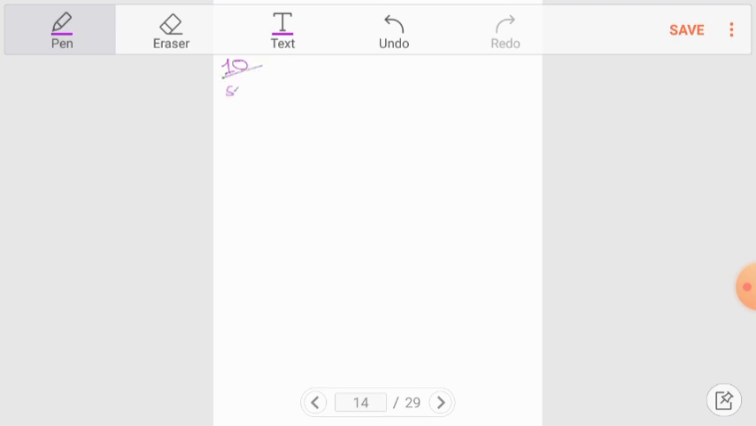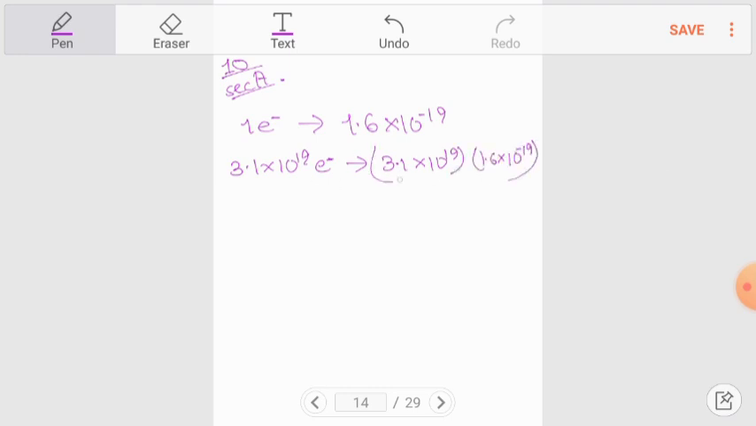So for question number 10 in section A, at first we need to find the total charge for this huge number of electrons. We know that one electron has a charge of 1.6 into 10 to the power negative 19. In that case, if we are dealing with 3.1 into 10 to the power 19 electrons, the total charge would be 3.1 into 10 to the power 19 into 1.6 into 10 to the power negative 19. And this is the value for the total charge that is passing through the circuit.